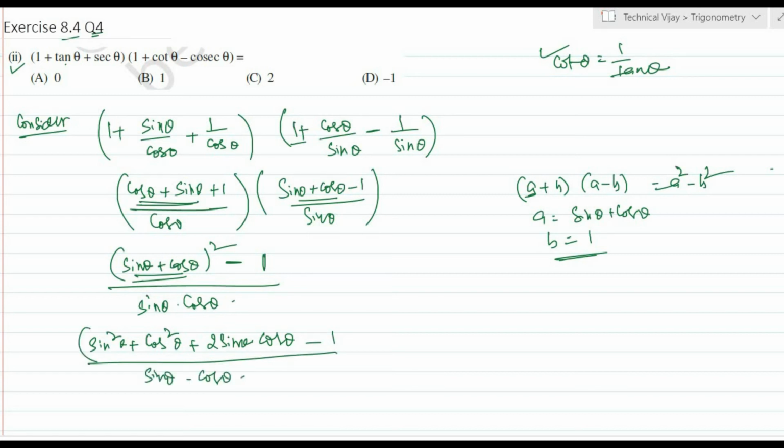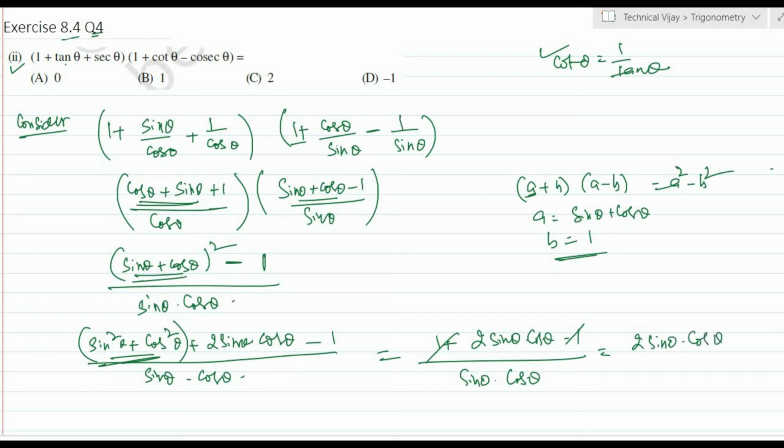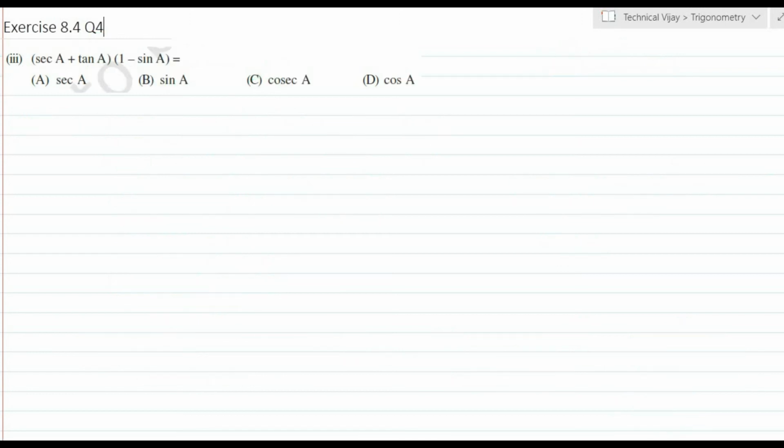Here sin square theta plus cos square theta is equal to 1, we know. So 1 plus 2 sin theta into cos theta minus 1, divided by sin theta into cos theta. So the 1 gets cancelled, and it is equal to 2 into sin theta into cos theta divided by sin theta into cos theta. So the value will be 2 only. So this one.